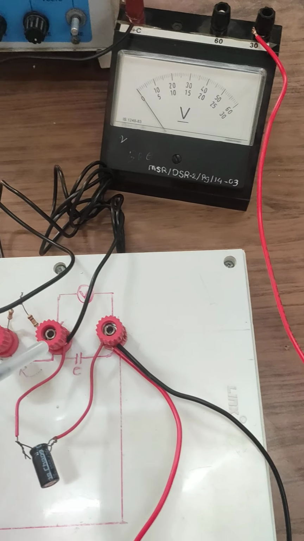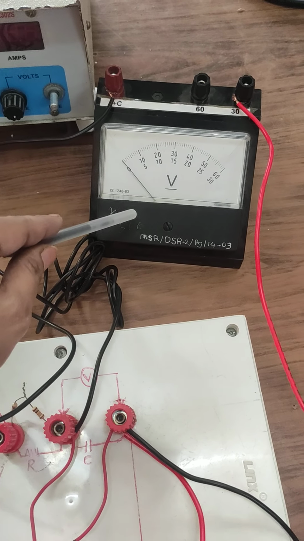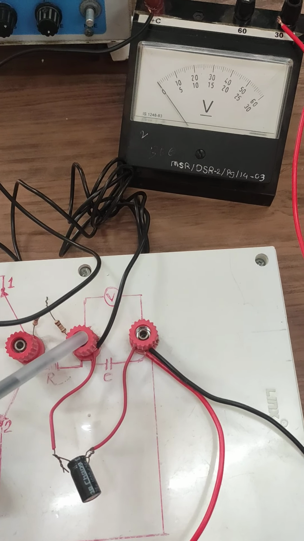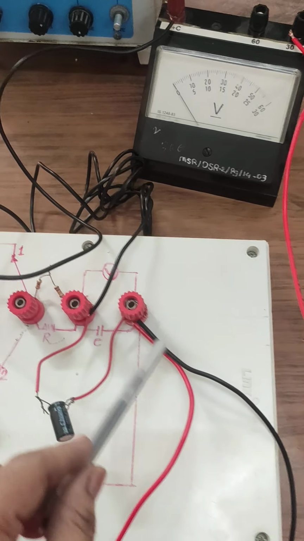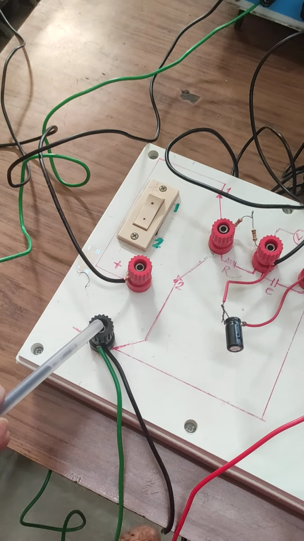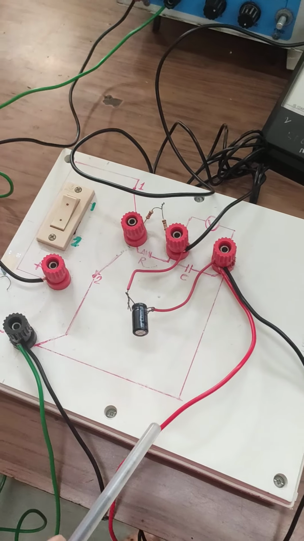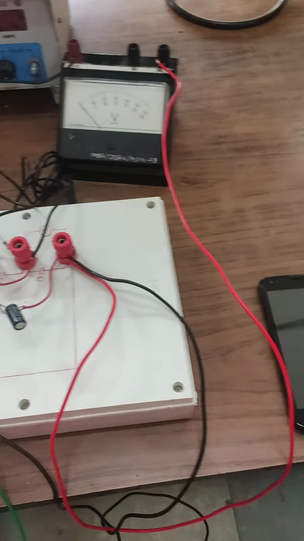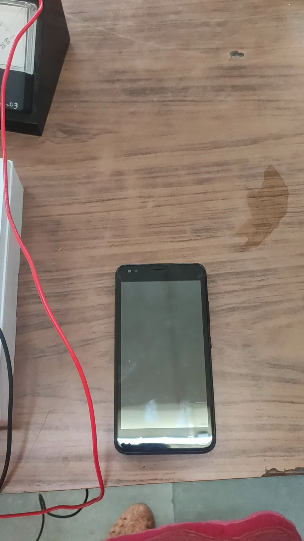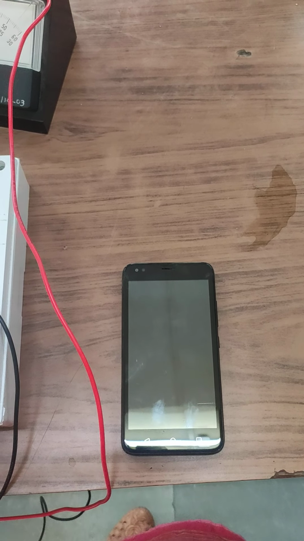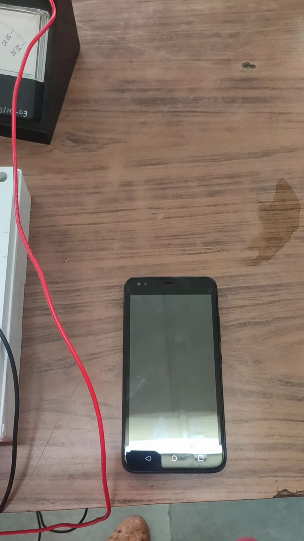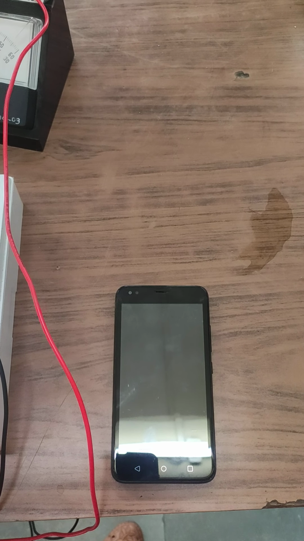For measuring the voltage across the capacitor, we use a 0 to 30 volt DC voltmeter, which is connected across the capacitor, and from the capacitor it is connected to the negative supply with the help of a connecting wire. With the help of a stopwatch, here I use a mobile to measure the time in seconds, at a difference of 10 seconds.